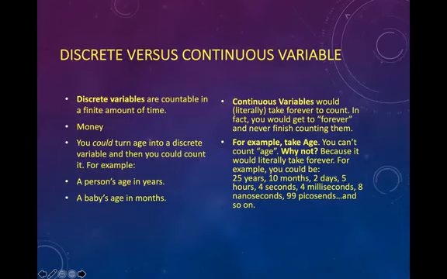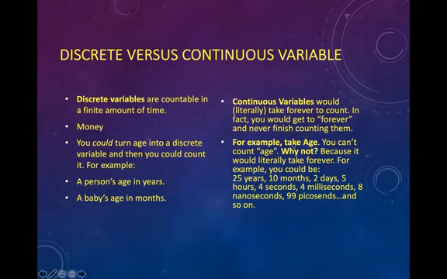So what's the difference between discrete versus continuous variables? Discrete variables are countable in a finite amount of time. So when we say it's discrete, it's something that you can count in a finite amount of time. An example of that is money. While continuous variables would literally take forever to count. In fact, you would get to forever and never finish counting them.